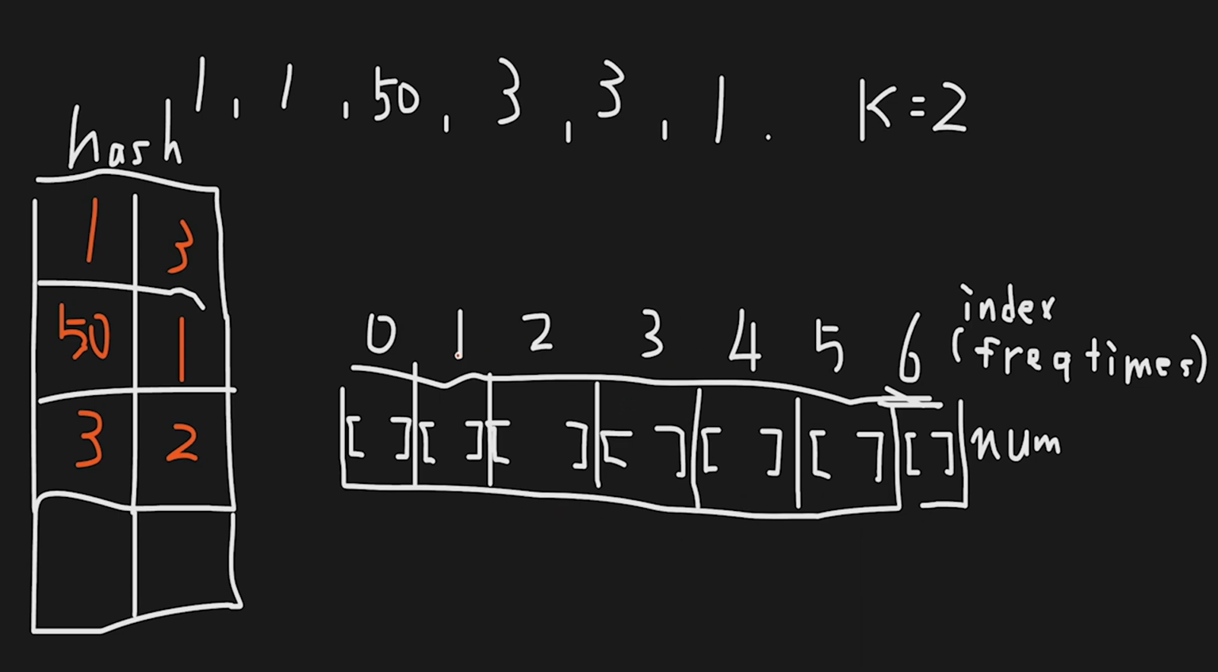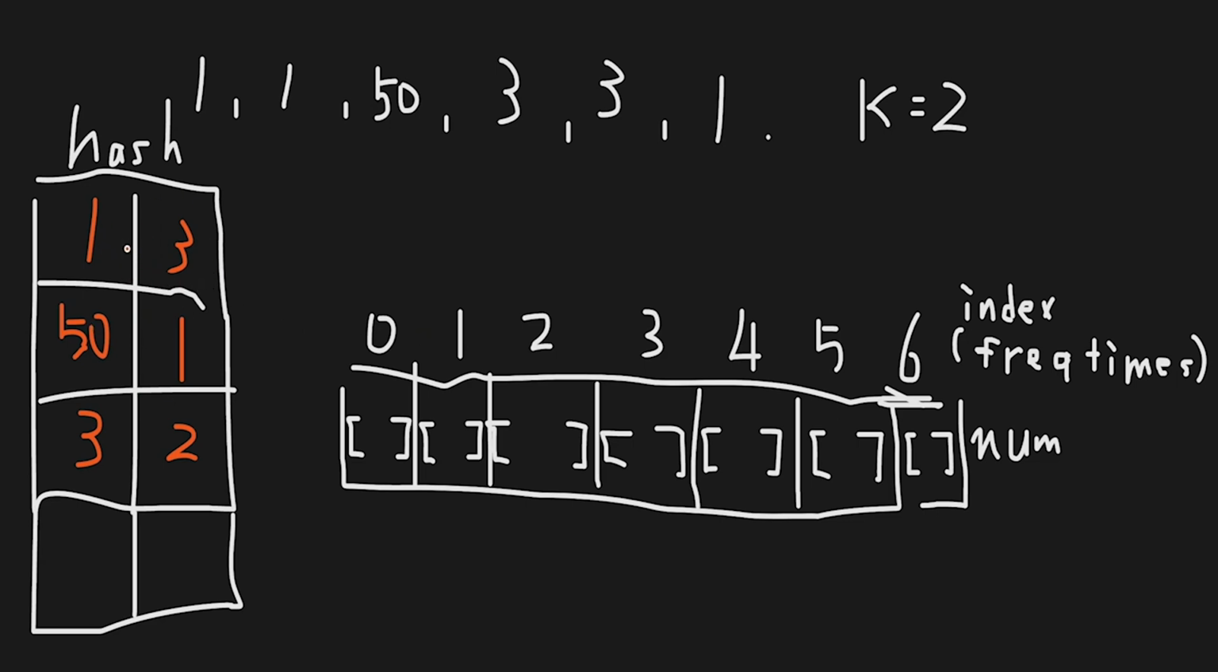And this index number is not only an index number, but also the frequency of times each number shows up in the input array. And then in the next operation, I iterate through the hash and put each number into the 2D array. But how can we put them into the 2D array? Now we have the frequency for each number.